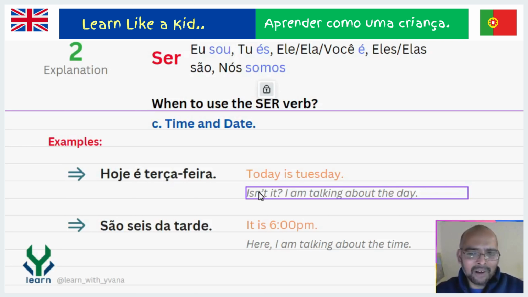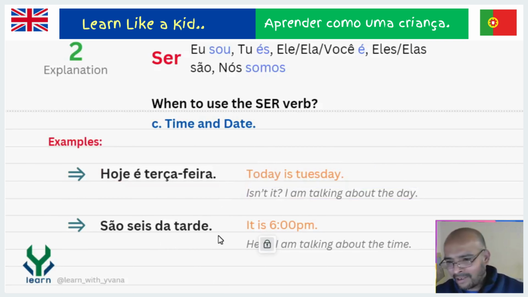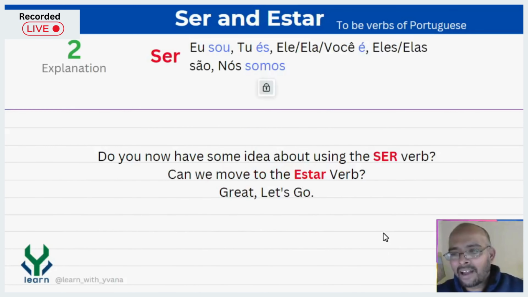It's not about whether it's temporary or permanent. Here it is a direct error. So we have to say hoje é terça-feira because we are talking about the day. Today is Tuesday, right? Similarly, if you want to talk about the time, são seis da tarde, right? Que horas são agora? São 19:51. So, são we will use again later. But what I mean is, if you talk about the time, you have to use the SER verb, okay? Here I have mentioned that.